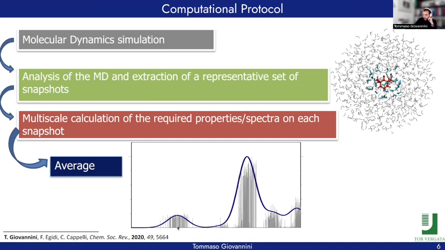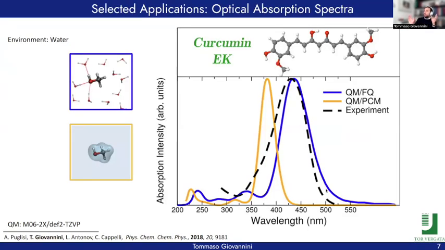And then you will get one of these stick spectra here, and then you average and you will obtain your spectrum that can be compared with the experiments. Okay, just to show you the quality that you can get with these methodologies, with these polarizable QM/MM approaches, I will focus on water as an external environment because water is very difficult to describe with other methodologies since it has specific hydrogen bonding effects.